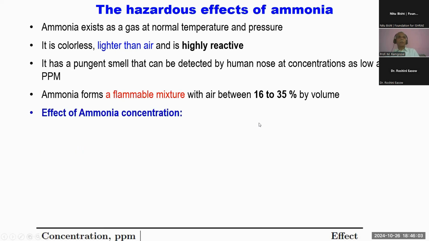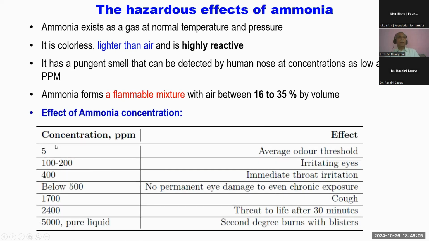So what happens if the ammonia concentration increases? If the concentration is around 5 ppm, this is the odor threshold. That means we can begin smelling ammonia, we can start detecting. Our nose starts detecting, and if the concentration is between 100 to 200 ppm, then our eyes start watering and you have irritation in the eyes. And if it becomes 400 ppm, then you'll have throat irritation. And if it is greater than 400, below 500, you may have problems to your eyes, but there may not be a permanent damage.